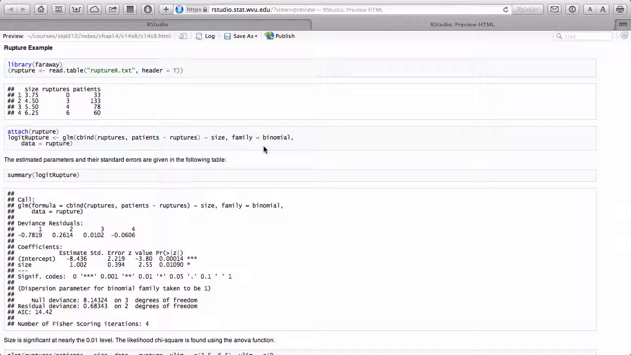A generalized linear model is a family of models. It includes the normal. It includes the binomial. It includes the Poisson regression model. So I have to tell it that this is a binomial problem. We have a binomial experiment. And I said data equals rupture, although, well, if you attach it, you wouldn't really need to do that. So I fit this model, and I'm going to call it logit ruptures, and then I can do a summary.